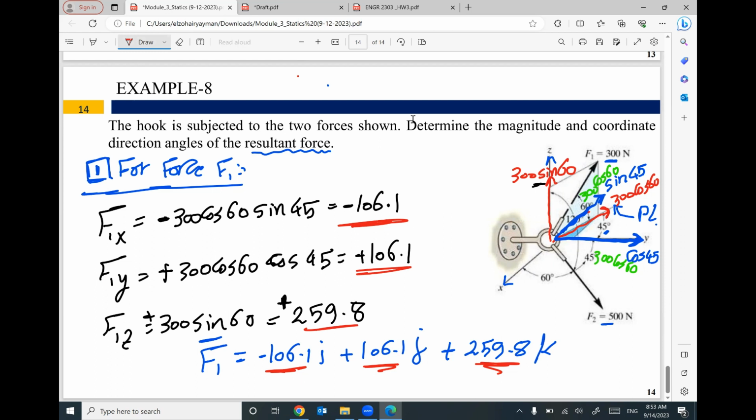We still have F2. I need to think about F2, so I will clean up this area and focus on F2. If you look at F2, it looks like we are given many angles for F2. F2 equals 500. Looks like I have this angle 60 between the force and the x-axis.